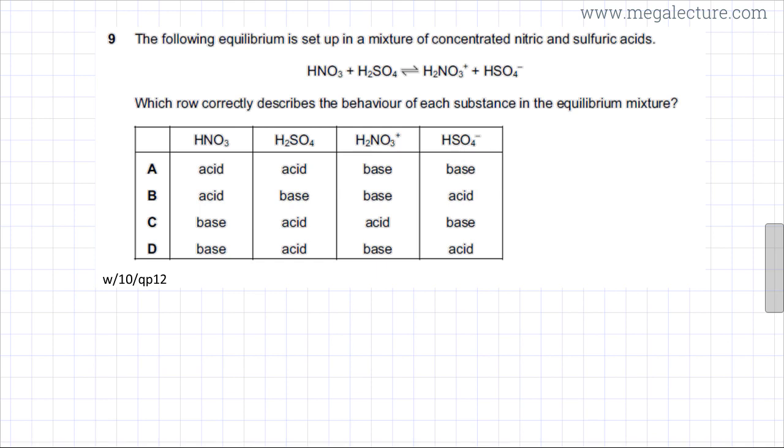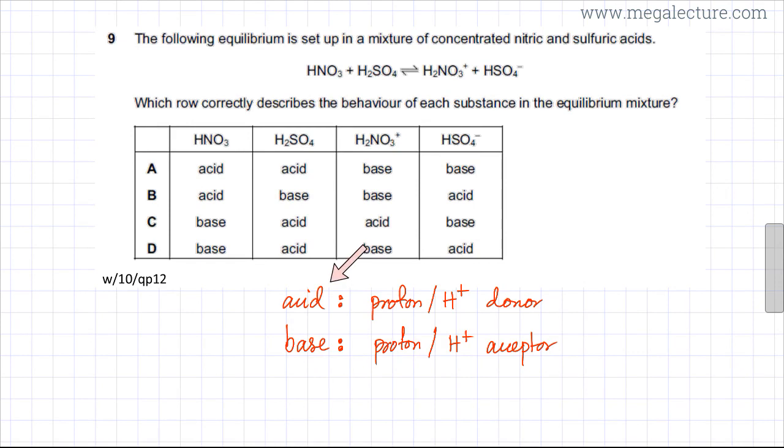Now, according to Bronsted-Lowry acid-base theory, an acid is a proton donor or H+ donor, or it produces an H+ ion, and a base on the other hand is a proton or H+ acceptor, so it gains an H+ ion. So I need to figure out what's happening in this reaction. If you look at this reaction, let's see what happens in the forward direction to nitric acid. Nitric acid gets converted to H2NO3+. So you can see that it's gaining H+, and anything that's gaining H+ would be an acceptor or a base. So nitric acid, the first option, is going to be a base, not an acid.